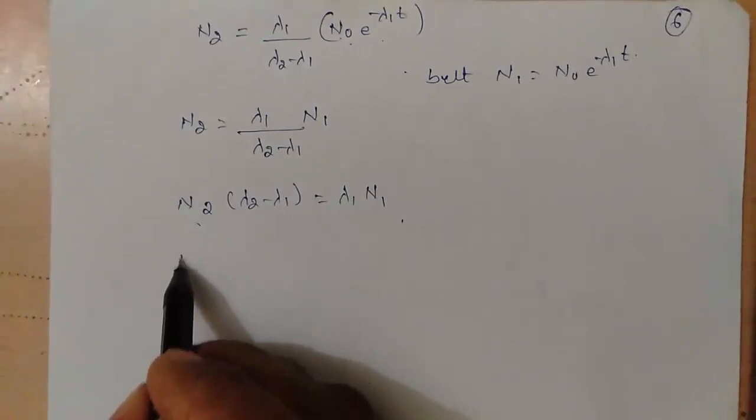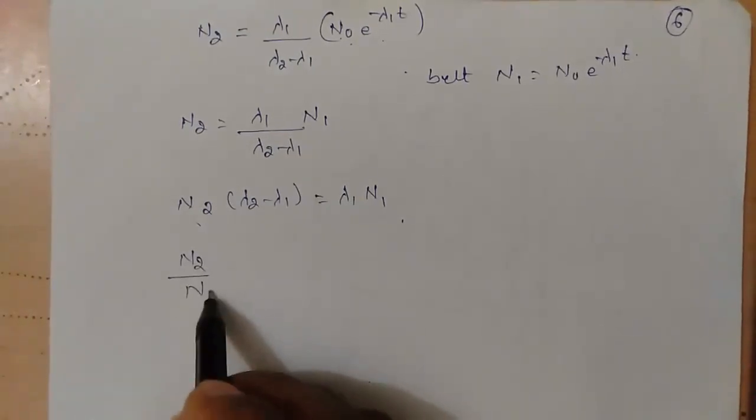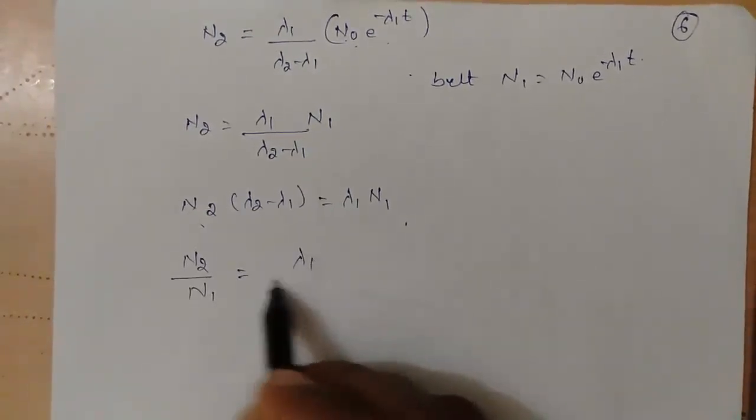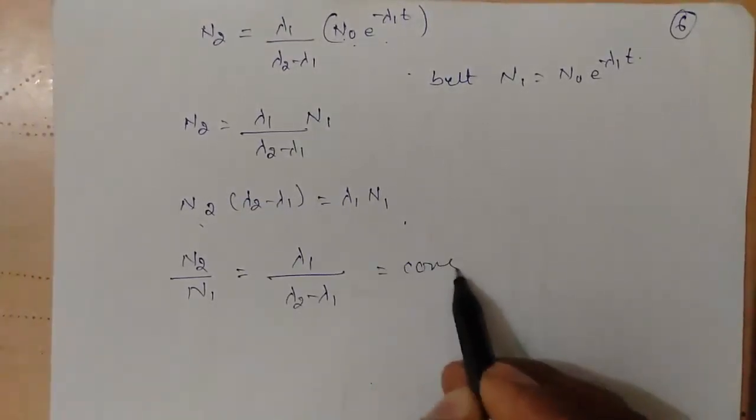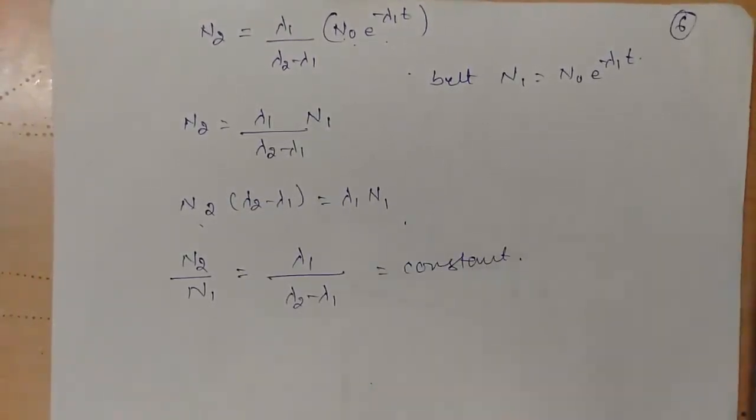And from this equation we can write n2 divided by n1 is equal to lambda 1 divided by lambda 2 minus lambda 1, which will always be a constant.